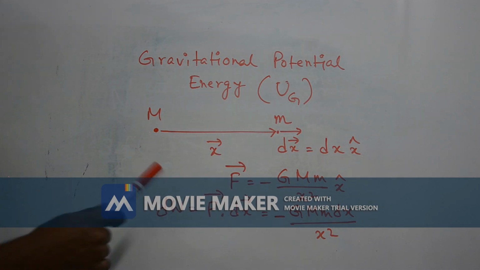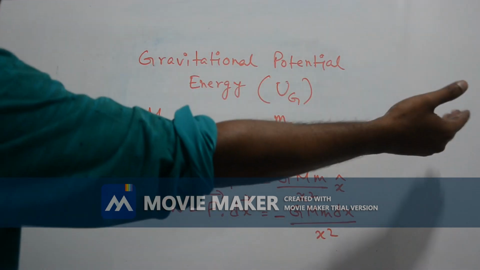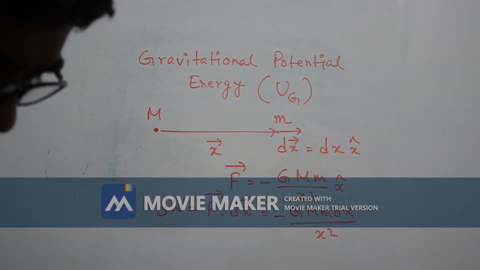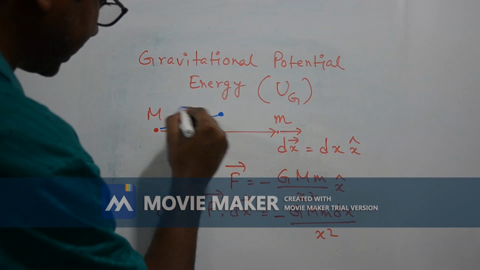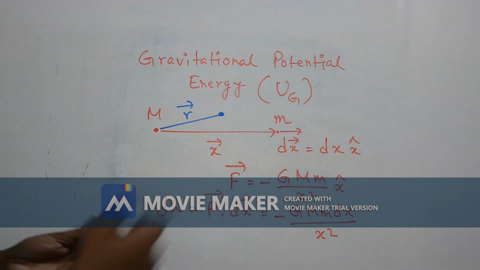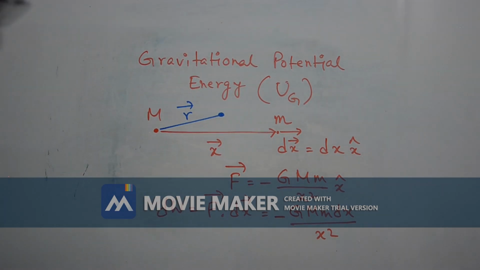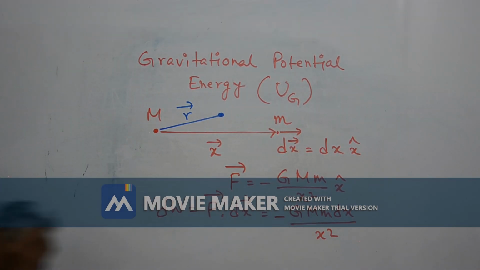Now what happens if the initial point is at infinity and the final point is somewhere at a point R? The final position is given, and the initial point is somewhere at infinity. What will be the total work done? For the total work done, we just have to integrate this expression with the proper limits.